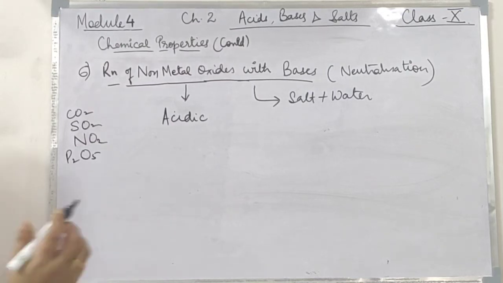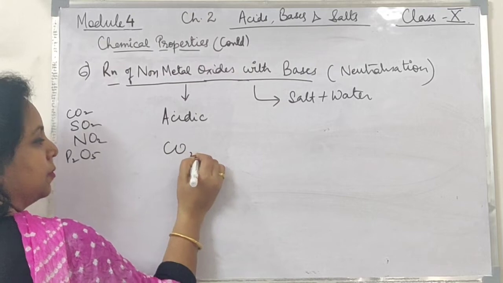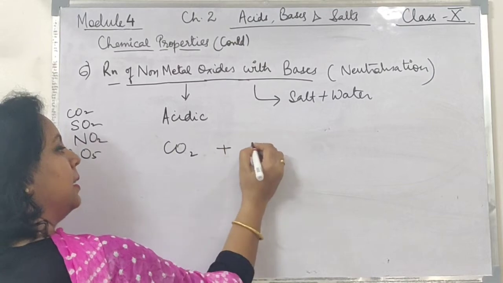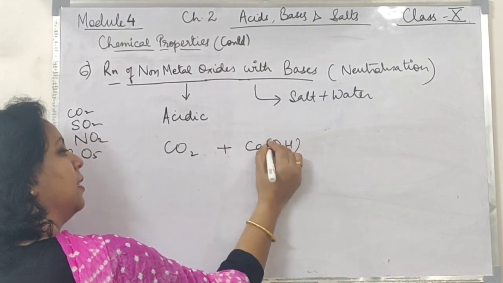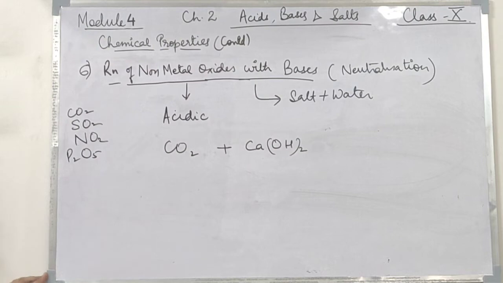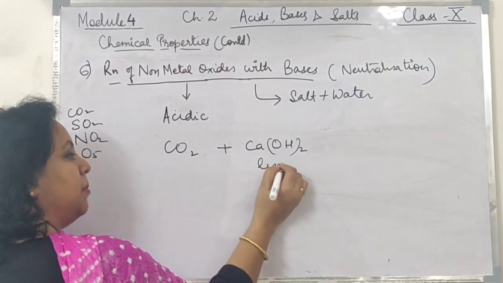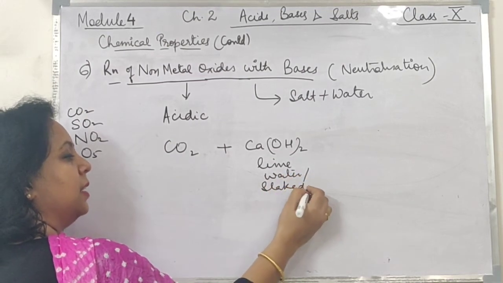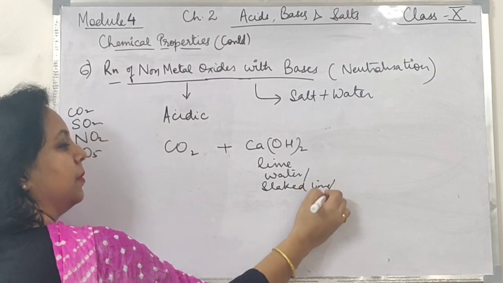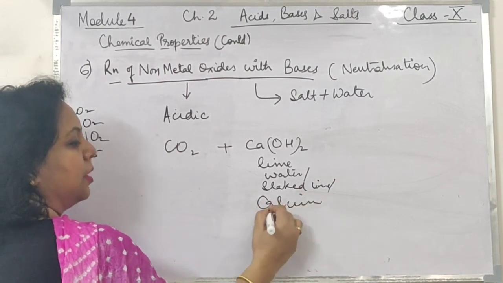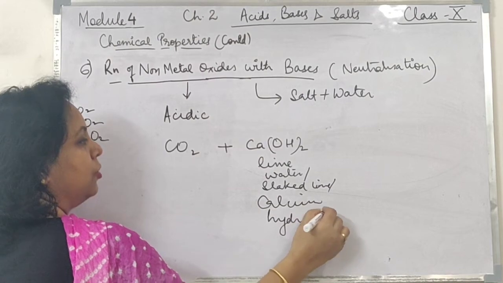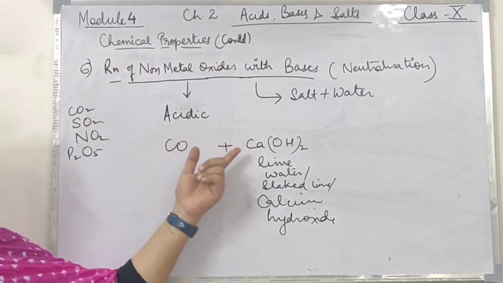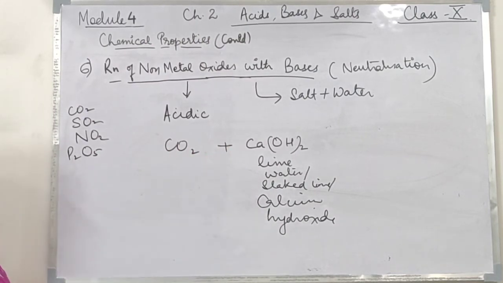Let us take a couple of examples. This is a classic example we have studied in the previous class also. Carbon dioxide. I am taking lime water. Yes, this is slaked lime, also known as lime water. Can you guess another name? Yes, it is calcium hydroxide. I told you children, because it is partially soluble, it is not completely soluble, it is a base. We will not say that it is alkali.